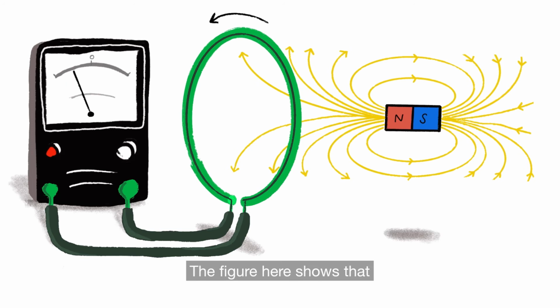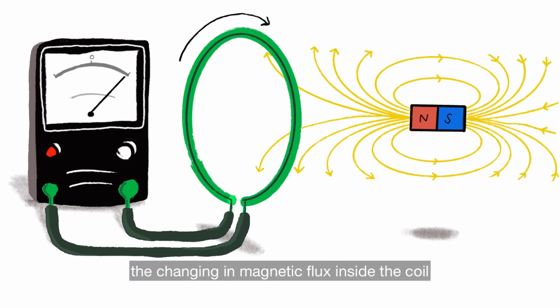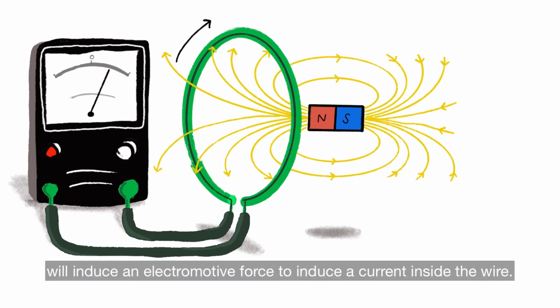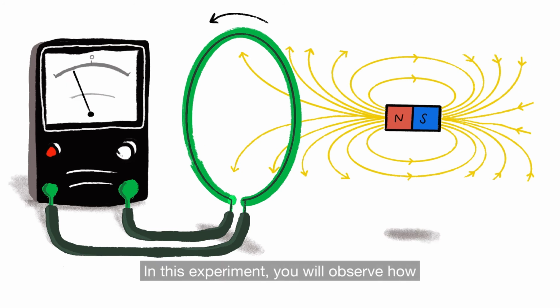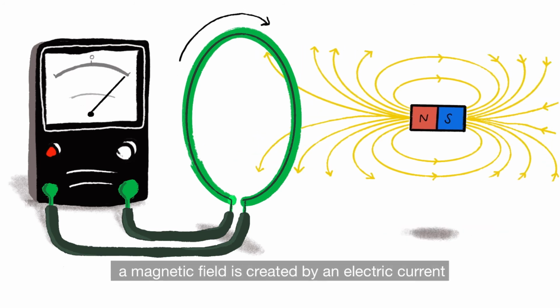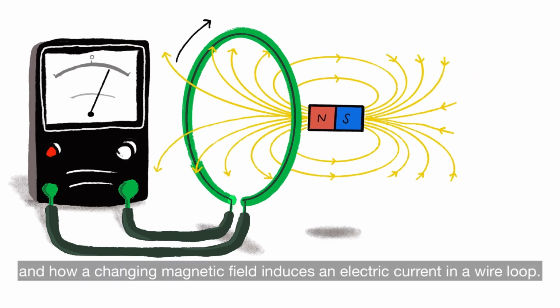The figure here shows that if you move a magnet in and out of a coil, the change in magnetic flux inside the coil will induce an electromotive force to induce a current inside the wire. In this experiment, you will observe how a magnetic field is created by an electric current, and how a changing magnetic field induces an electric current in a wire loop.